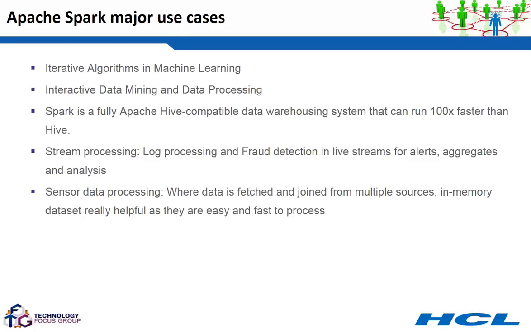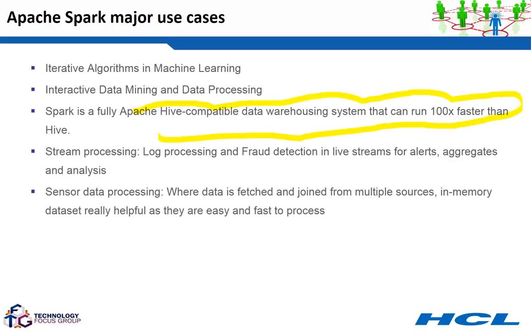Okay. Some of the major use cases where you can use Spark are iterative algorithms in machine learning, data mining, and data processing. Spark is a fully Apache Hive compatible data processing system that can run 100x faster than Hive. We discussed in the first part that Hive internally launches MapReduce jobs, okay, which are disk based processing. Because Spark is in memory, you can always create a Hive query and run it on top of a Spark system, so you will have better performance because Spark will give you in memory processing.